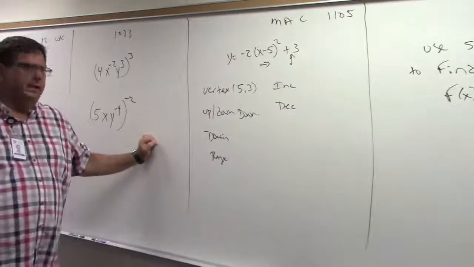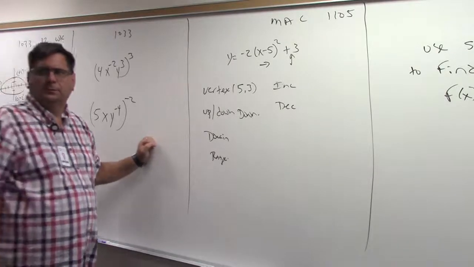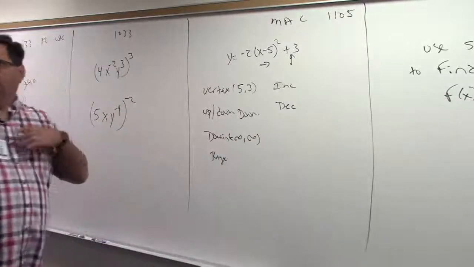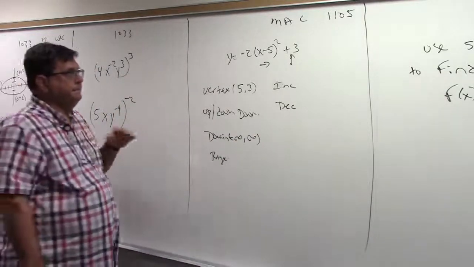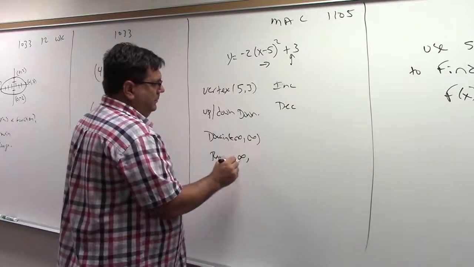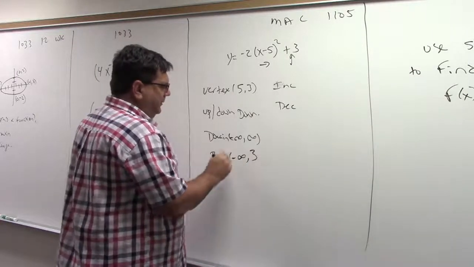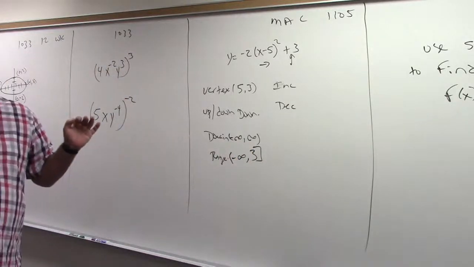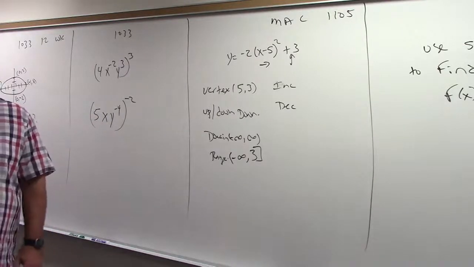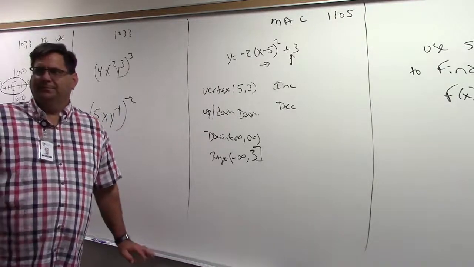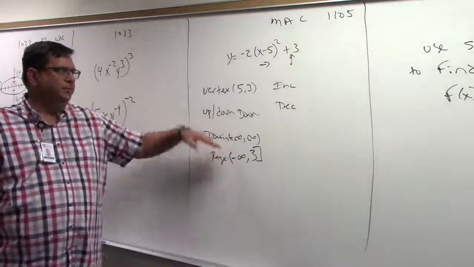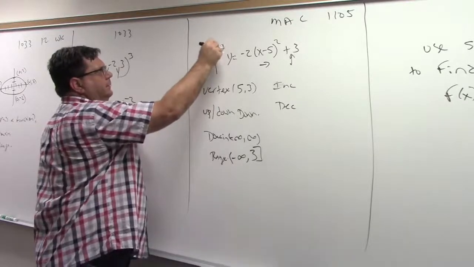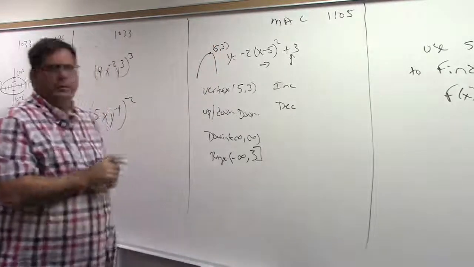All right, domain, go. Negative infinity to positive infinity. Range, go. Negative infinity to 3. Bracket or parentheses? Bracket. Why? I just know it. Okay. It touches the 3, but I would like the explanation. Yeah, because it touches 3. That point, the vertex, is (5, 3). It's up to and including 3. So because it touches the 3, we put a bracket on there.